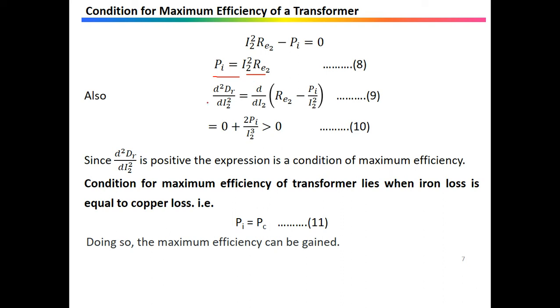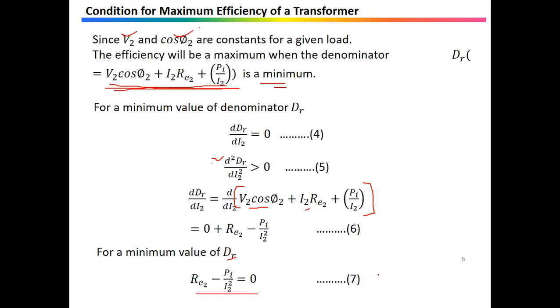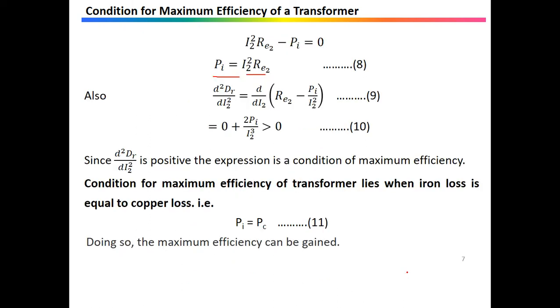So we can also check the second order derivative of this equation. On taking the differential of this equation number 7 again, just to check the minimum value, what it gives us is that Re2 becomes 0 because it does not contain any I2, and the differentiation of minus Pi over I2 square becomes 2 Pi over I2 power 3. So this negative will be cancelled out, so it is more than 0. So since this d2 over dI2 square of this denominator value is positive, this gives us the condition of maximum efficiency.